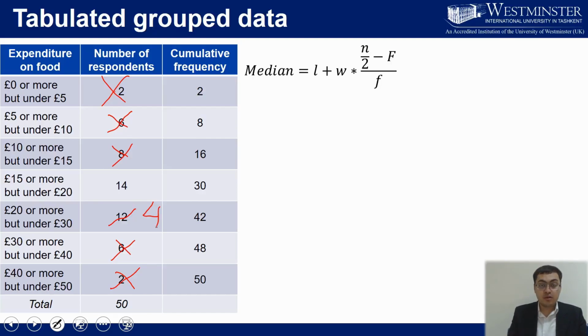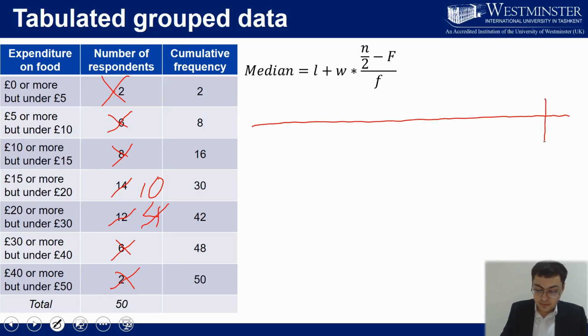Now let's cross off the 4 top numbers that we have, and as a result we can cross off the bottom numbers here, right? So we are left with 10 numbers within the range of 15 and 20, and the median is going to be the centermost number over there. So let me draw this in a timeline, right? So these are the number of observations that I have. These are going to be the expenditures that these respondents spent.